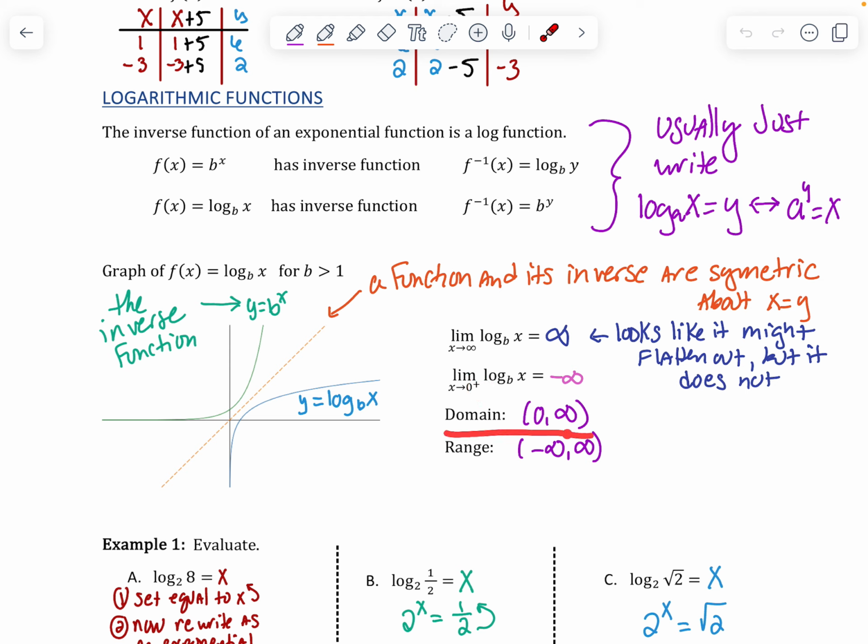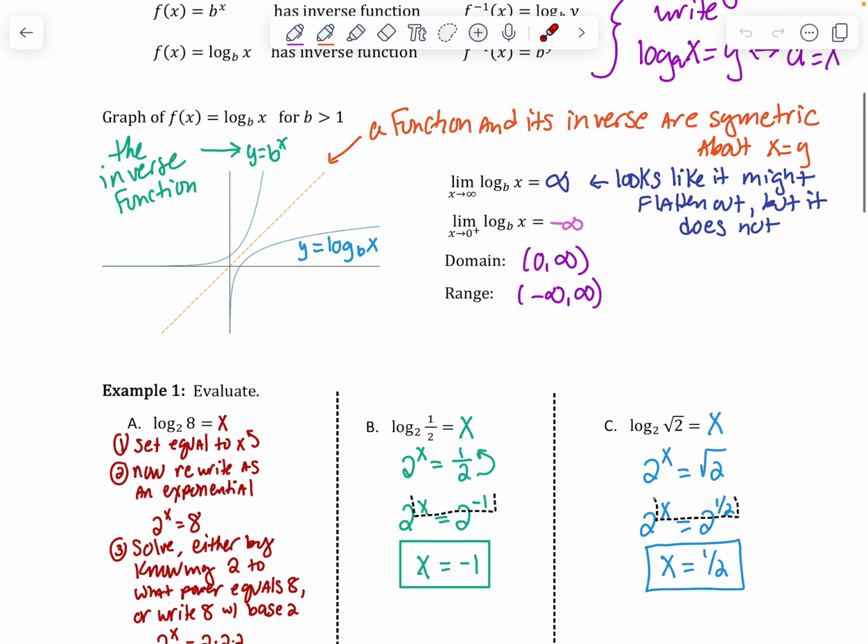This means the domain is going to be x values that are basically from 0 to infinity, whereas the range can have all sorts of different values. The range, the y values, can go from negative infinity to positive infinity.